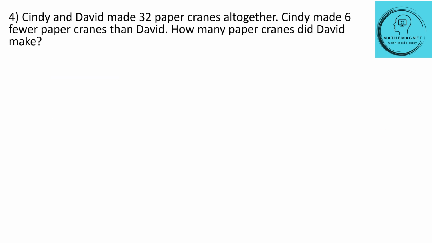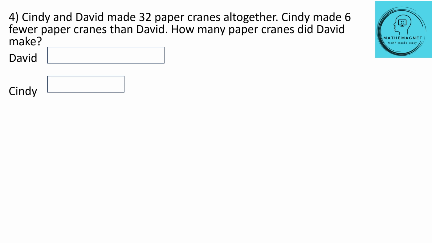Question 4. Cindy and David made 32 paper cranes altogether. Cindy made 6 fewer paper cranes than David. How many paper cranes did David make? Let's start with drawing the bar model. We draw a box for David and a smaller box for Cindy because Cindy made 6 fewer paper cranes than David. Let us assume the amount of paper cranes Cindy made as x and David's will be x plus 6, and the total is 32.